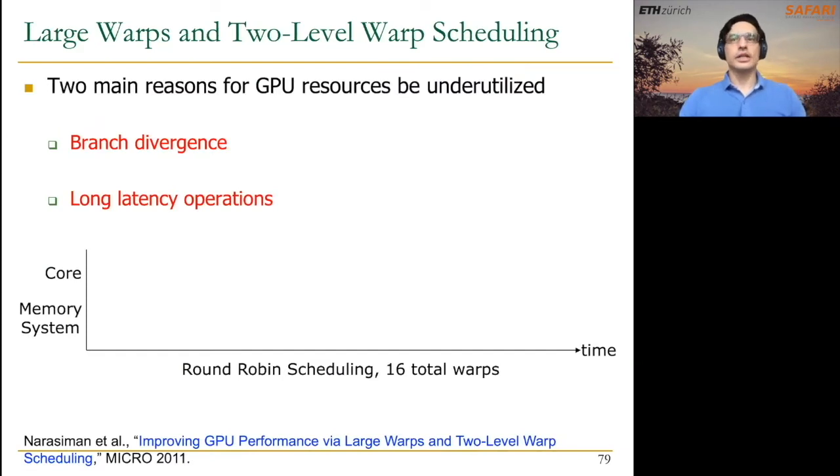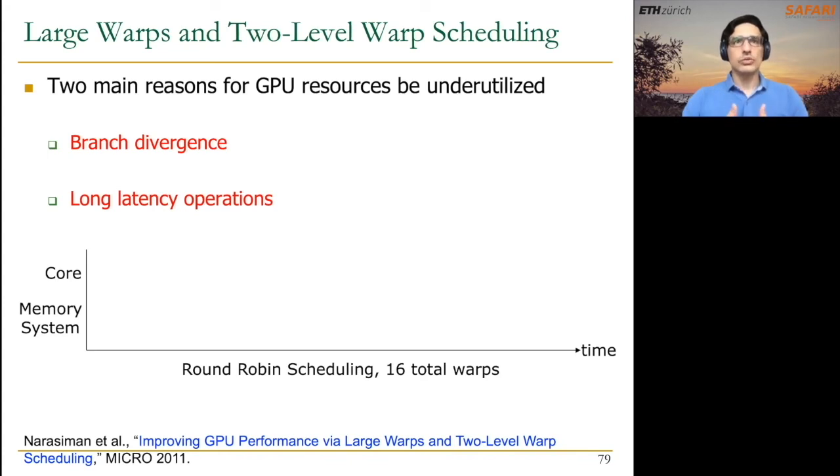Okay, now let's take a look at another example of how to optimize the GPU hardware. This is a paper from our group from Micro 2011, and here we are going to talk about relatively simple and easy to understand, but very efficient solutions for two of the main problems for GPU underutilization. One of them is branch divergence. We have just seen it. We may have intra-warp divergence, and this means that we cannot fully utilize the warps in our program.